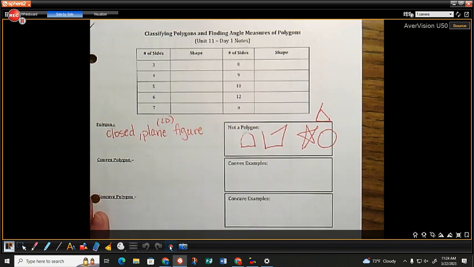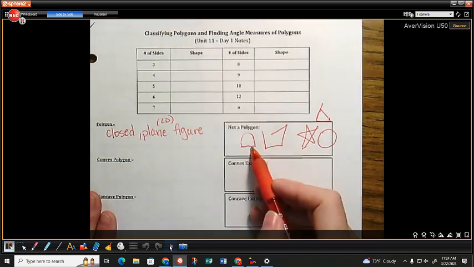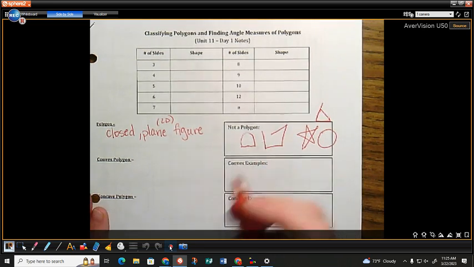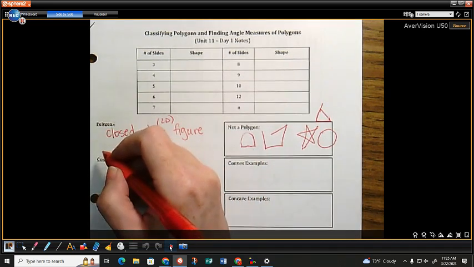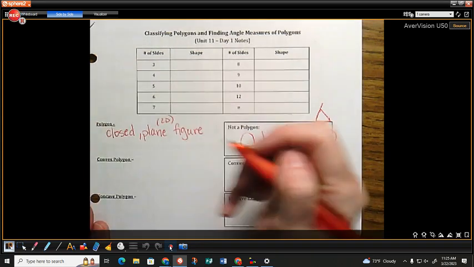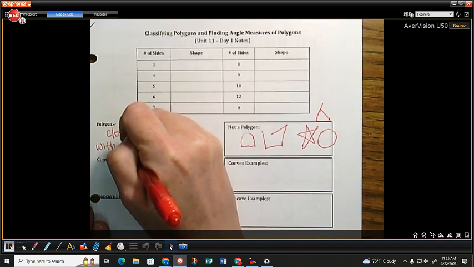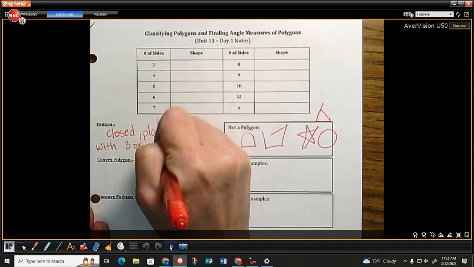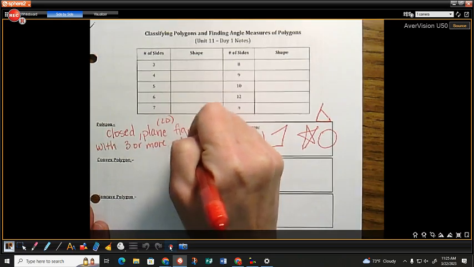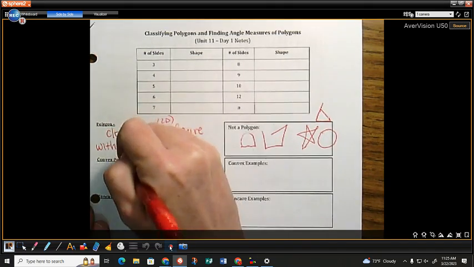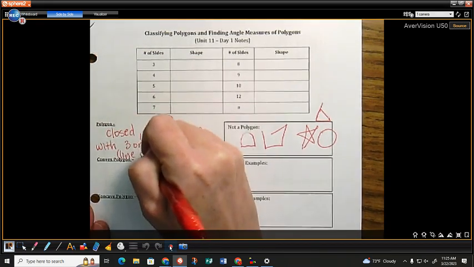Okay, we're not done. Because this is a closed plane figure, but you said it wasn't a polygon, so it's got to have sides that are formed by line segments. So with 3 or more sides that are line segments.